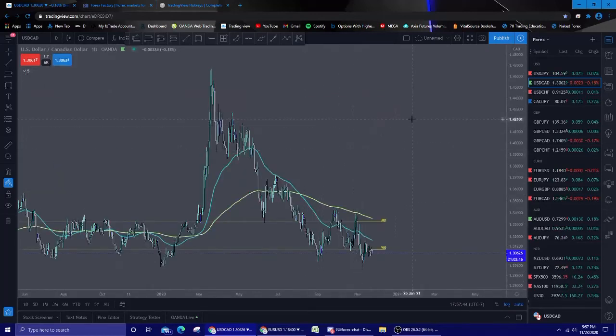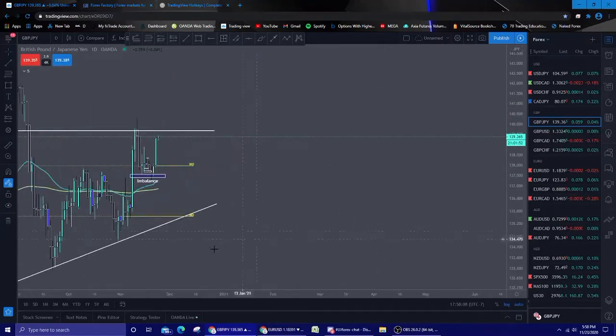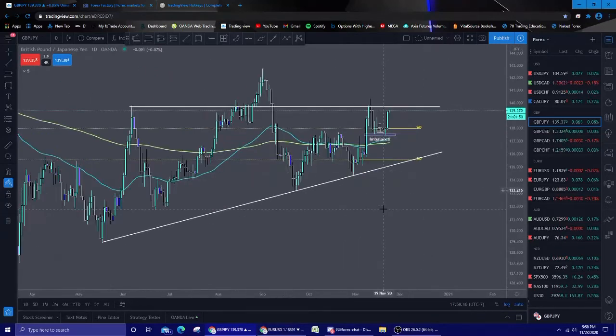I know we do this every time, but we're going to do basic top-down analysis, go through the whole thing, and touch on how you want to break down these charts when you're looking at things like this, so you can understand what certain things are going to do. You can't necessarily predict, but more or less understand how the market moves and what to look for. So first and foremost, we'll look at GBP/JPY.